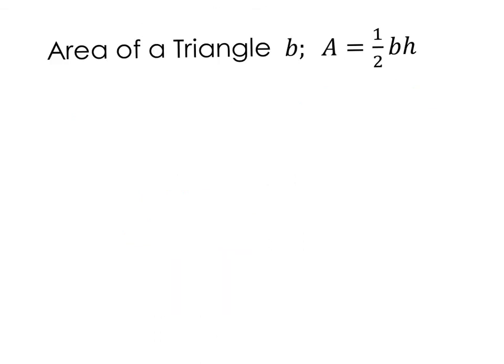So in the fourth example, I'm giving you an actual formula. This is the area of a triangle formula. Area of a triangle is 1/2 times the base times the height, and so it's written as 1/2 bh. Let me just rewrite it here to give us some room to work with.